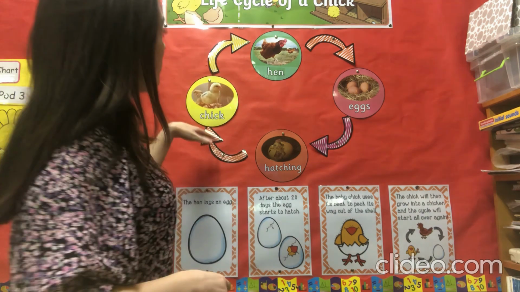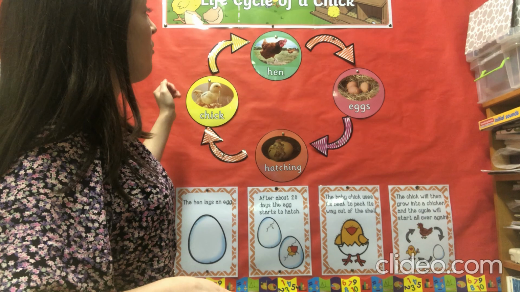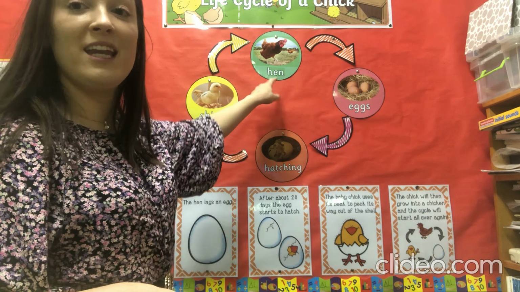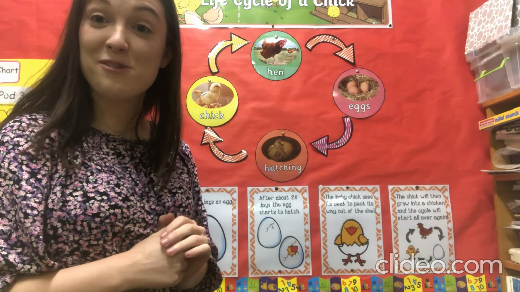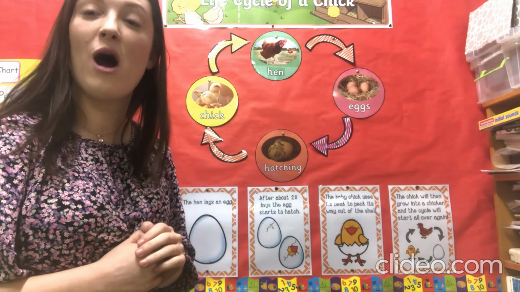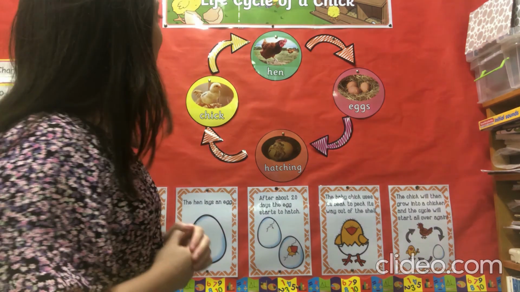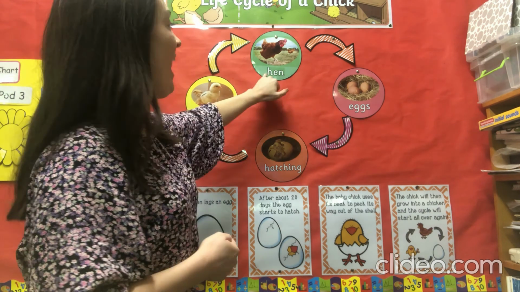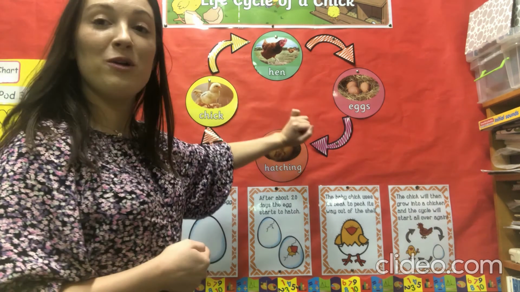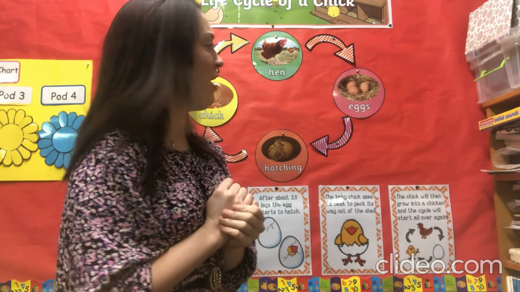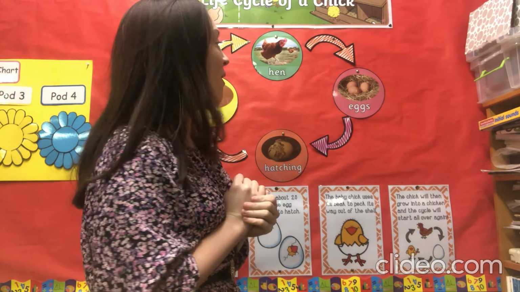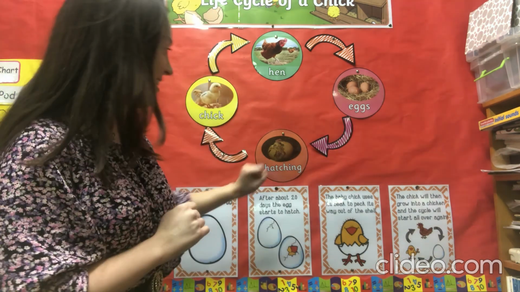So the chicken is growing and growing until it grows its own feathers and is just as big as this hen here, or it may grow up to be a rooster. And then, guess what? The cycle starts all over again. So that chicken will grow up to be a hen, and the hen will lay its own eggs. And what they'll do is they're going to sit on those eggs, keep them nice and safe for 20 days until they're finally ready for the hatching stage.